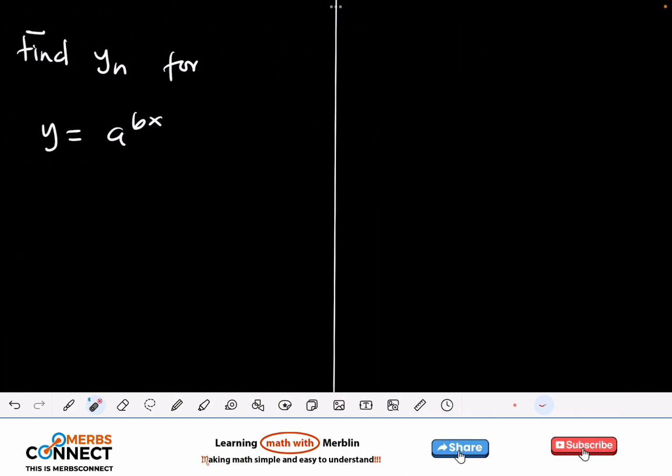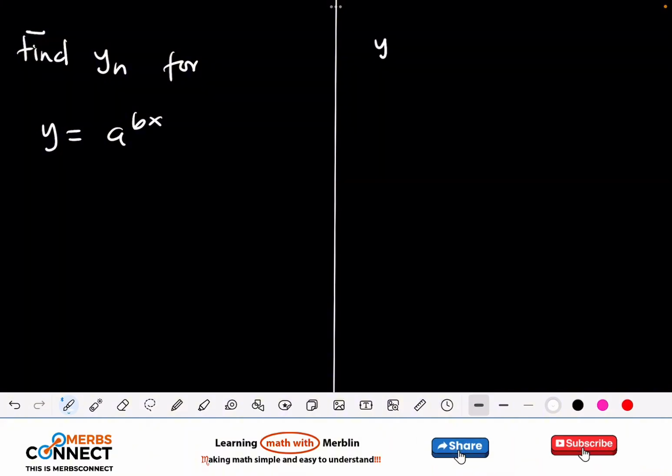For example, if we have the function y is equal to a to the power bx, we want to find the nth derivative. How are we going to do that? To find the nth derivative, we need to differentiate it, look at the pattern, and then try to write its nth derivative. So that's what we are going to do.